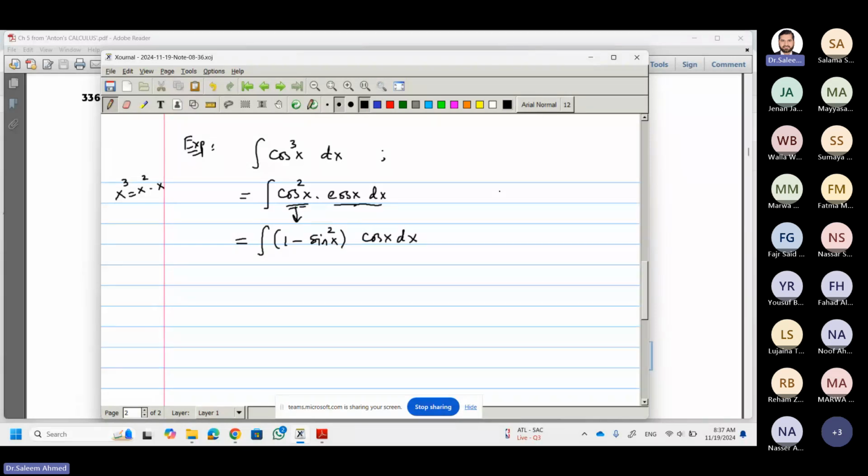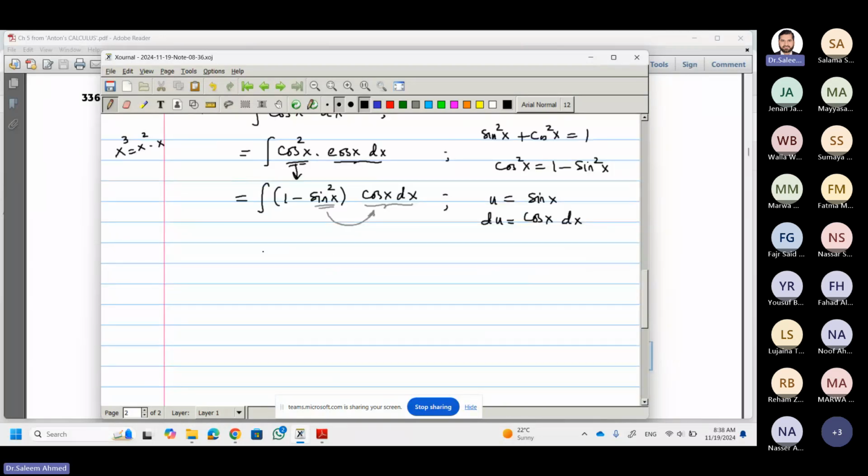I know that sine square x plus cos square x is 1. So from here, I can write cos square x as 1 minus sine square x. So using this formula, I converted my function to sine x. And now you see here, sine x is there and the derivative of sine x, cos x, is also there. So it means I can use substitution u is equal to sine x. So du will become cosine x dx. So see, this substitution was not that straightforward.